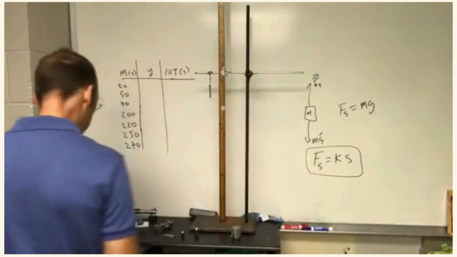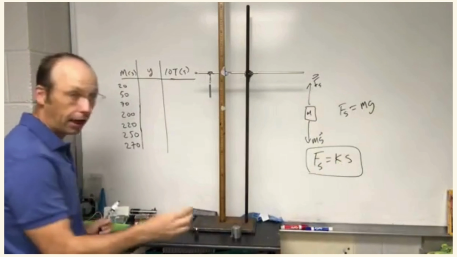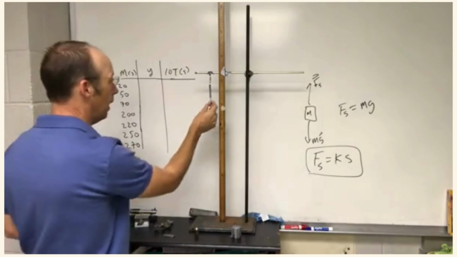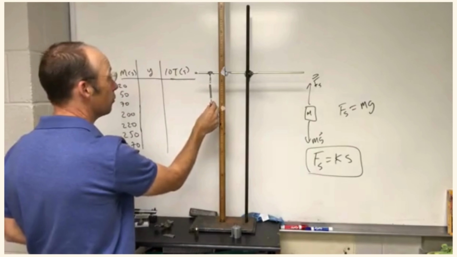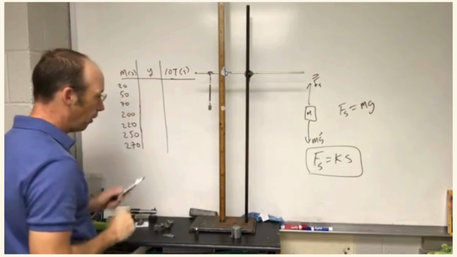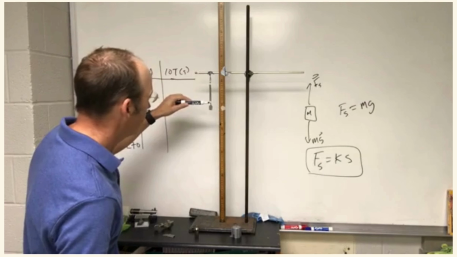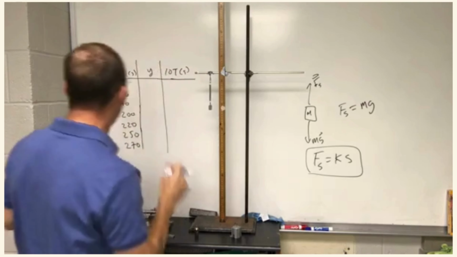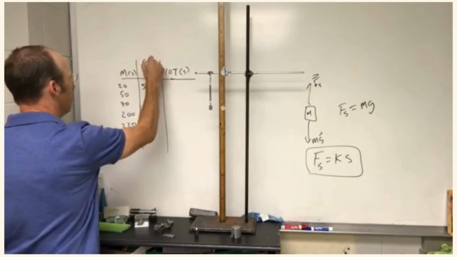So let's get to it and start taking some data. I have my little data table here. I have a little mass. I'm going to hang it here, and I'm going to measure the position. And you're like, oh, I need the stretch. No, you need the position. So I'm going to measure from the top right here, and I'm just going to get a rough estimate. It's moving a little bit. I'm going to say 50.5. This is in centimeters.